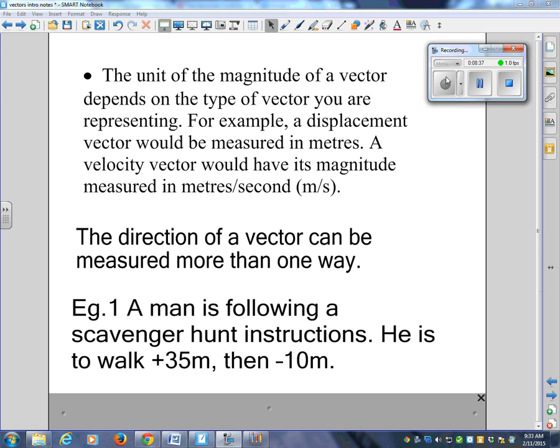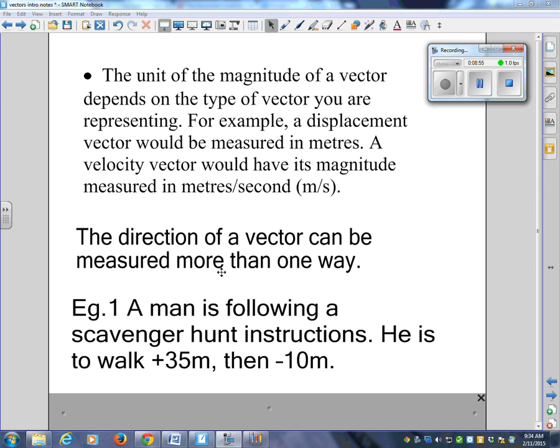Now we got to talk about direction here. Don't worry, I'm not going to talk about the band. There's more than one direction. The direction of a vector can be measured in more than one way. Unfortunately. I'll give you the easiest one.